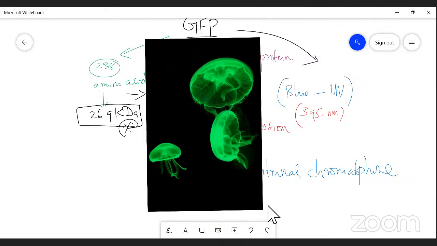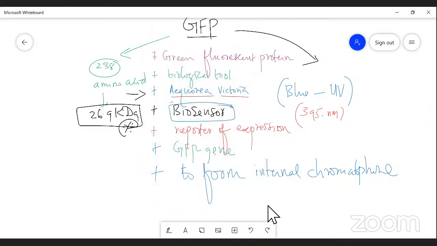This is the structure of a jellyfish. The jellyfish has green fluorescent protein, GFP. When it is exposed to blue to ultraviolet rays at the wavelength of 395 nanometer, it exhibits green color. So this is the nature of GFP. My dear students, simply it's a jellyfish. Please understand. Shall we move to the next topic? Yes, sir. Very good. Hoping that the topic has reached you. So next we pass on to biofarming.